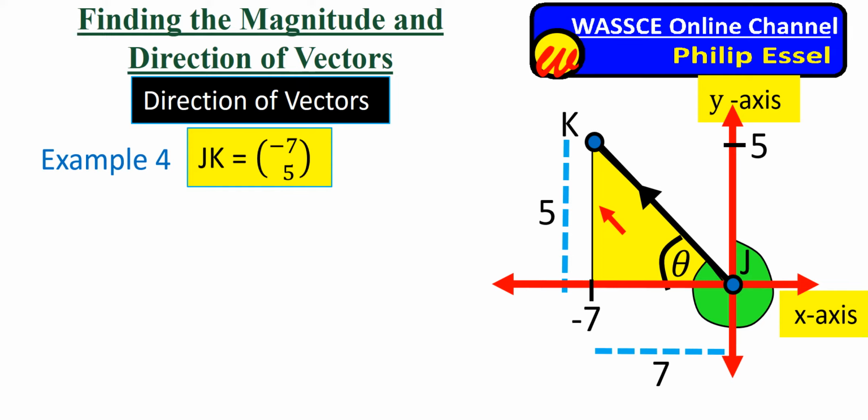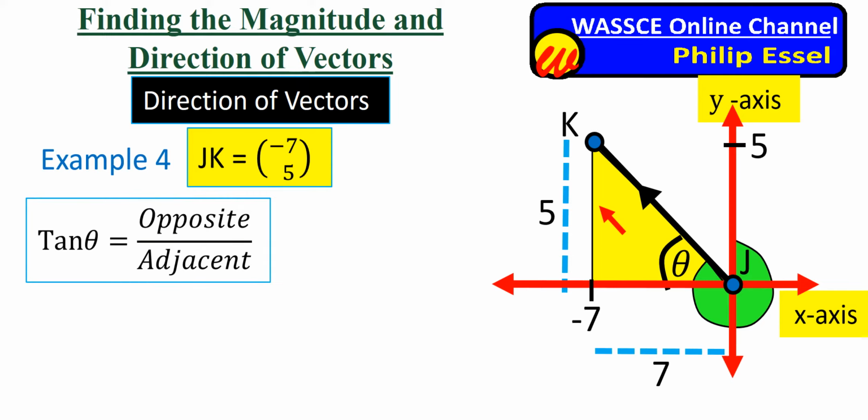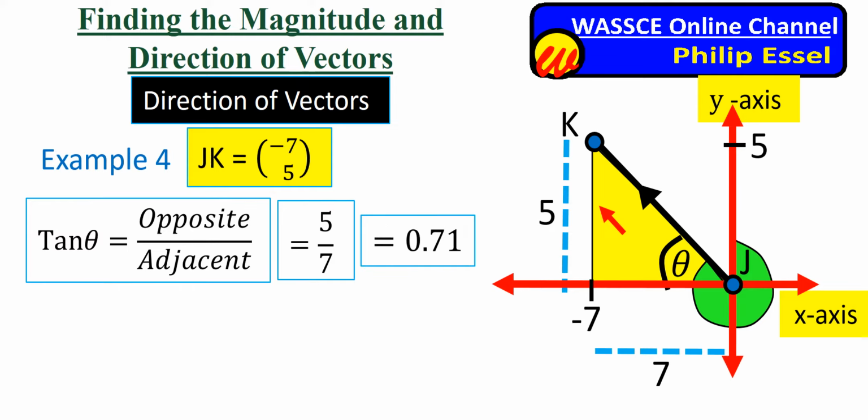Our tangent rule is tan theta equals opposite divided by adjacent. Our opposite is 5 units and our adjacent is 7 units. So our tan theta will be equal to 5 divided by 7. And when you divide 5 by 7, you would get 0.71. That is to 2 decimal places.